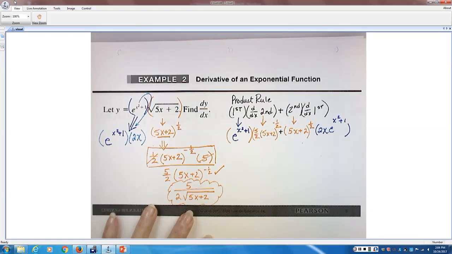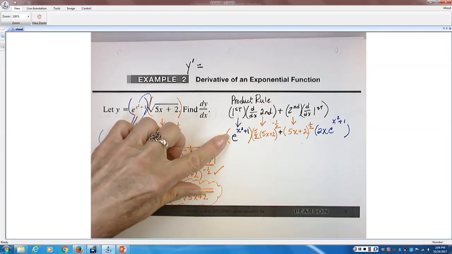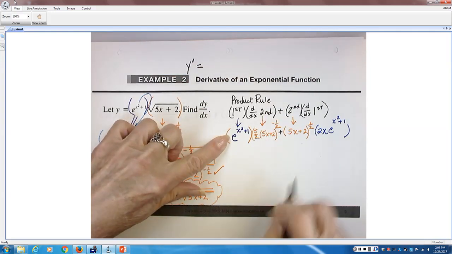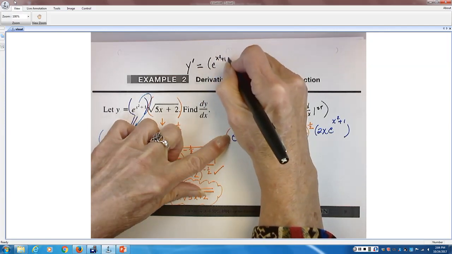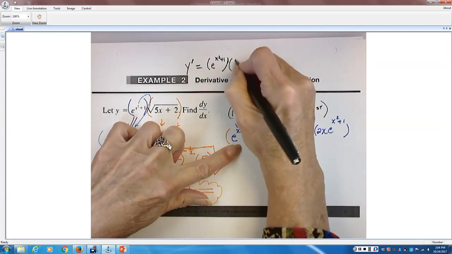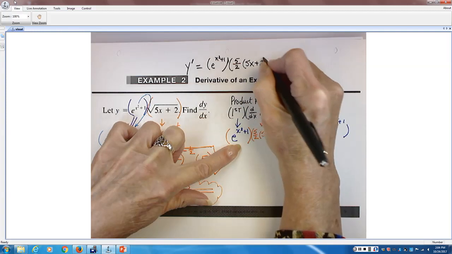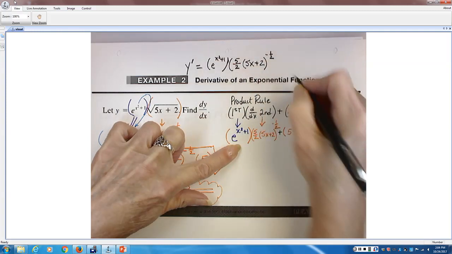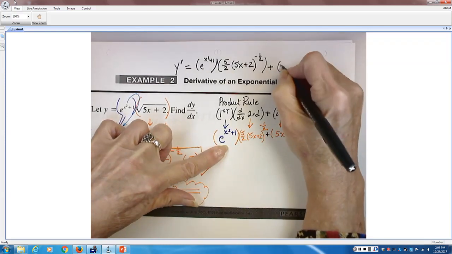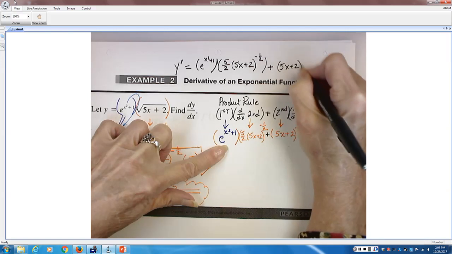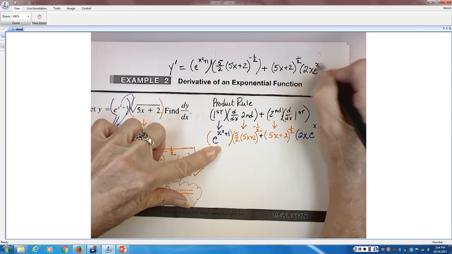So in this case, your derivative, y prime, what you actually need at the very end of this, is going to be e to the x squared plus 1 times 5 halves times 5x plus 2 to the negative 1/2 power plus 5x plus 2 to the 1/2 power times 2x e to the x squared plus 1.